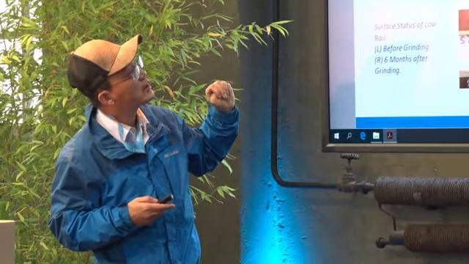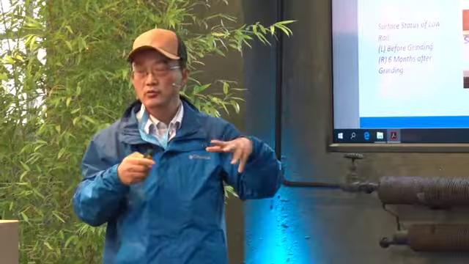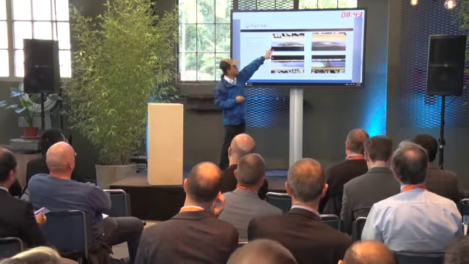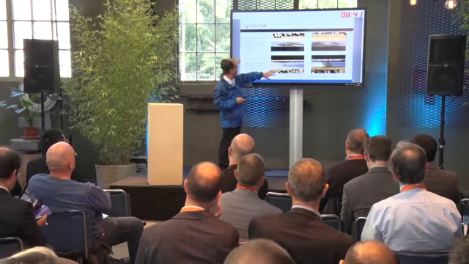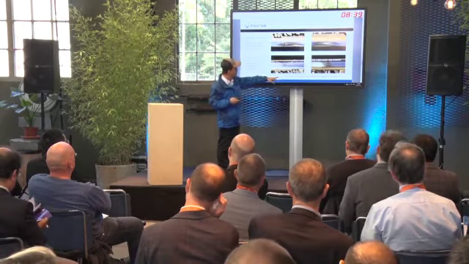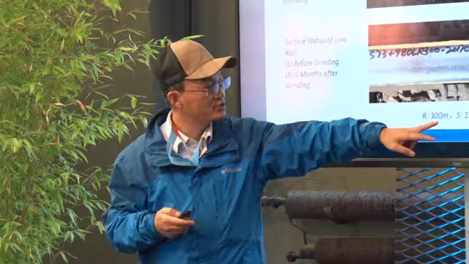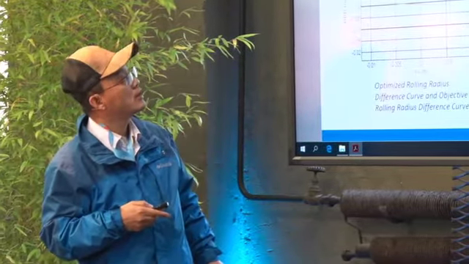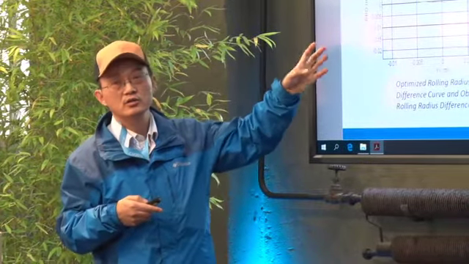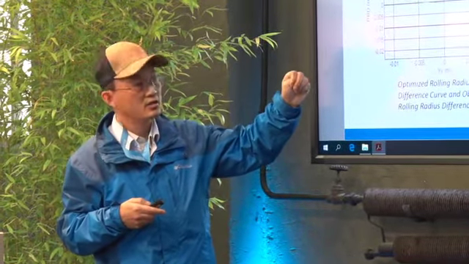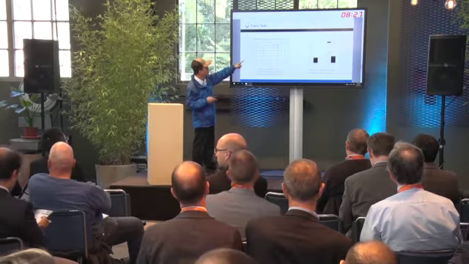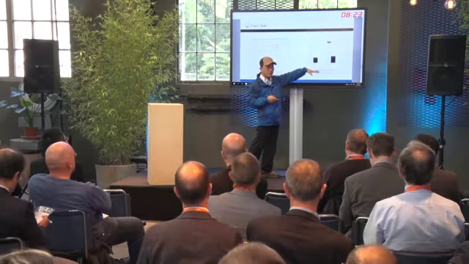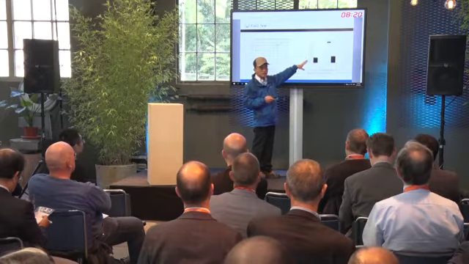Now we have the test. We did many tests, and this is one of them. You can see this is a rail on a curve. The radius is 300 meters. And this is the design of the grinding rail profile. And this is a comparison before grinding and after grinding, as the wear rate changed.